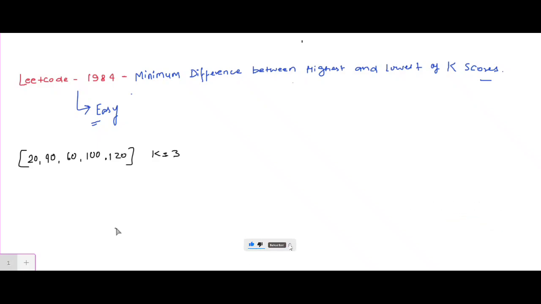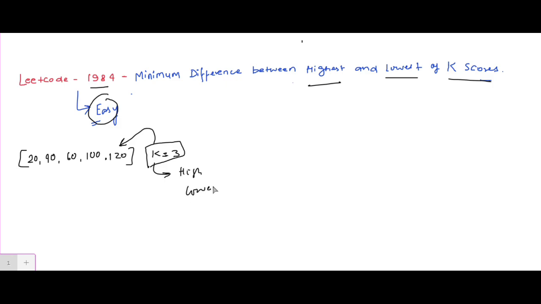Today we will solve this LeetCode problem of the day, which is question number 1984, Minimum Difference Between Highest and Lowest of K Scores. It is an easy mark question, and first let us understand what this question is saying. So we have a nums array, and we have to take any k elements from this array and find the minimum difference between the highest and lowest of those k elements.